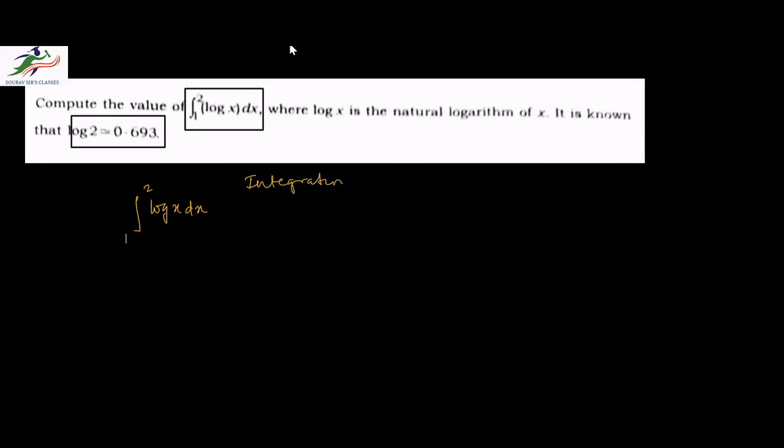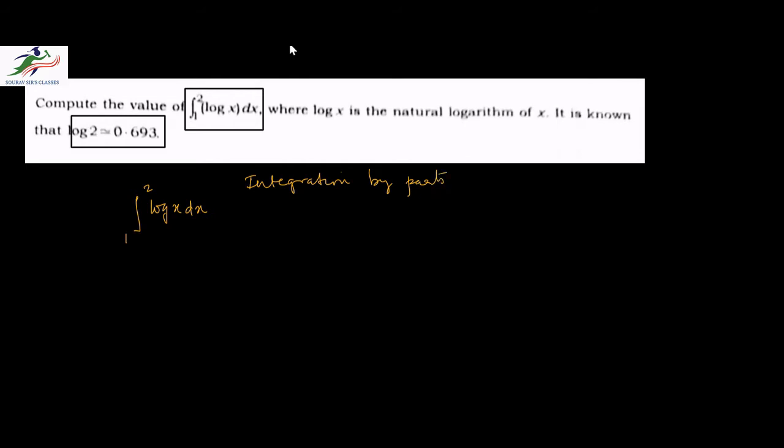This question talks about an integral, log x dx within the limits 1 to 2, and it is known that log 2 is roughly around 0.693. So the integral from 1 to 2 of log x dx can be done using integration by parts.